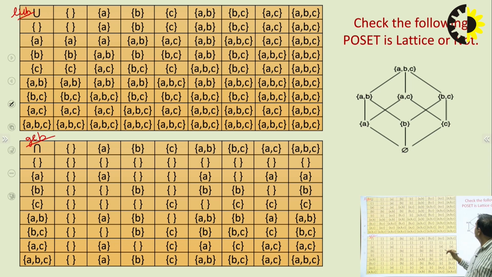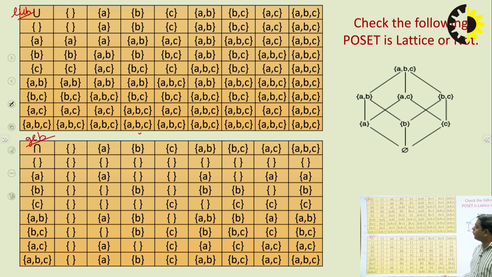Suppose I am talking about the union of phi and phi, it will be a null set. Again, the union of phi and A will be A. Phi and B, it will be B. Phi and C, it will be C. Phi and A comma B, it will be A comma B. So you can easily fill all the entries of this particular poset.